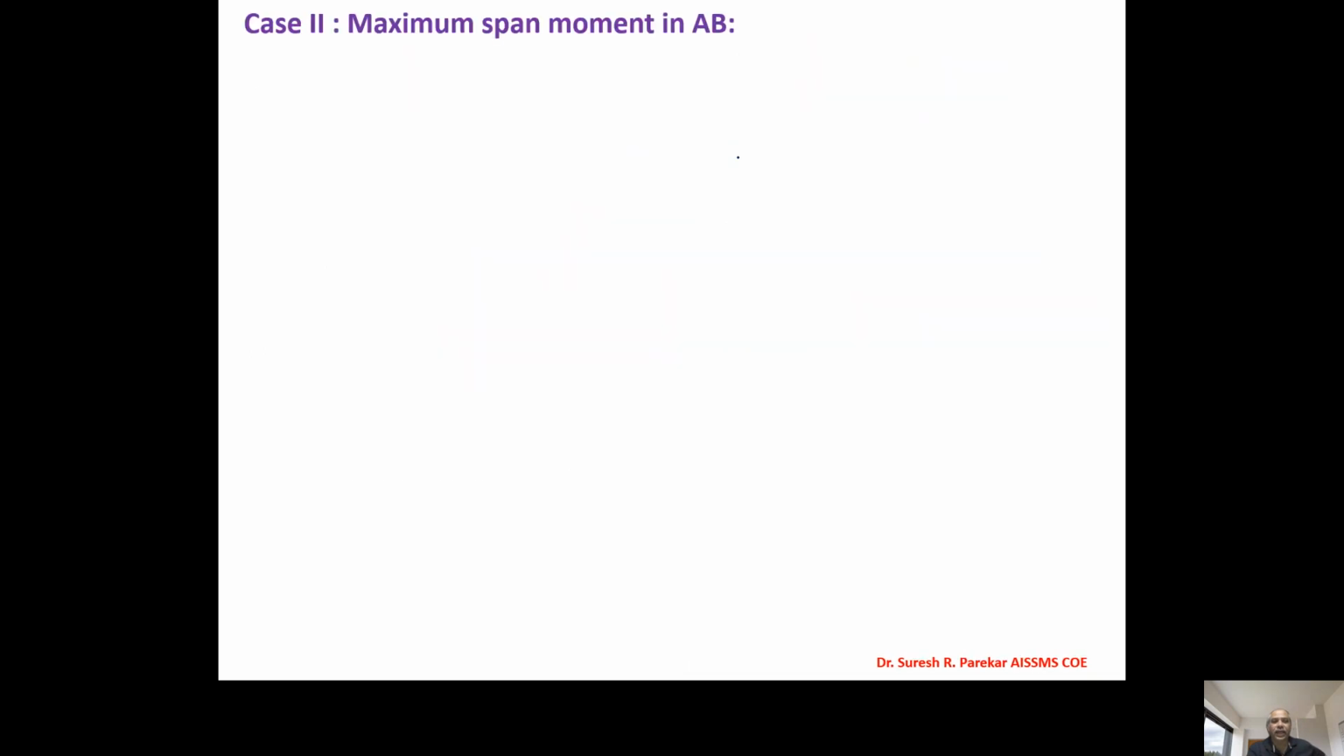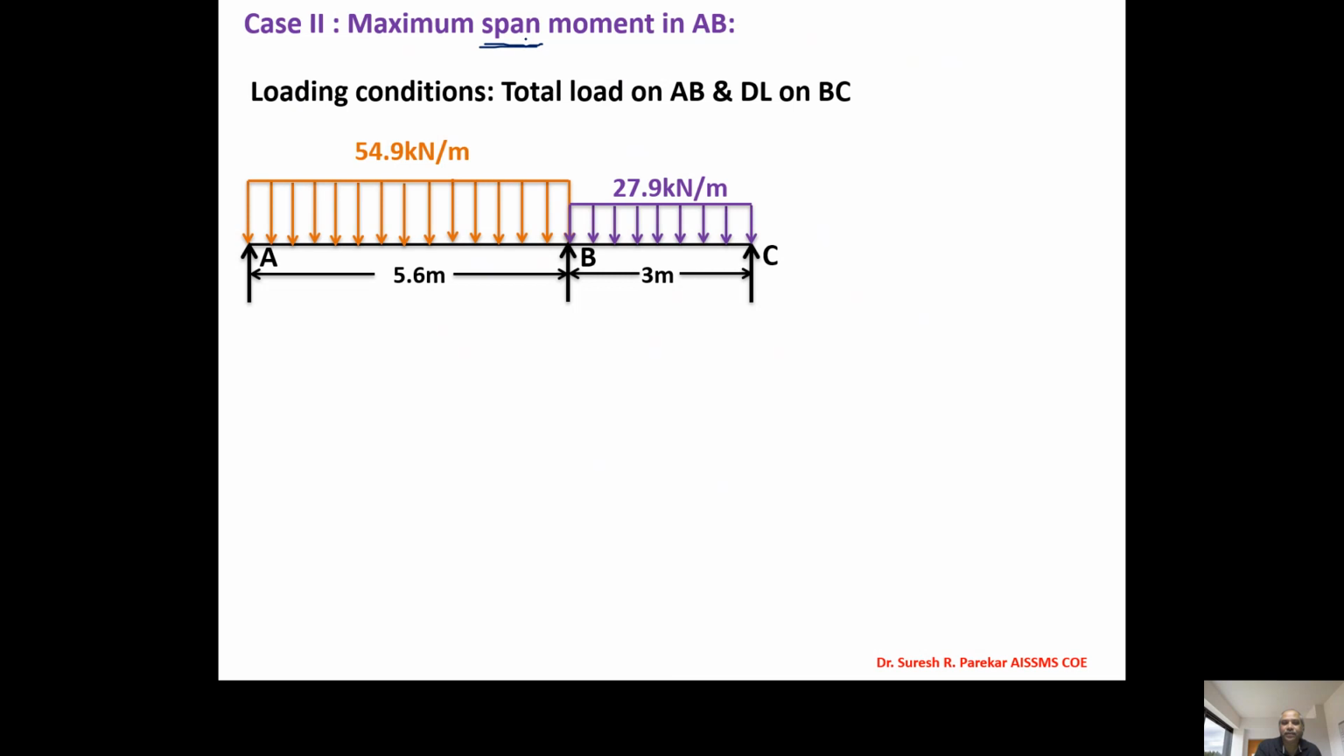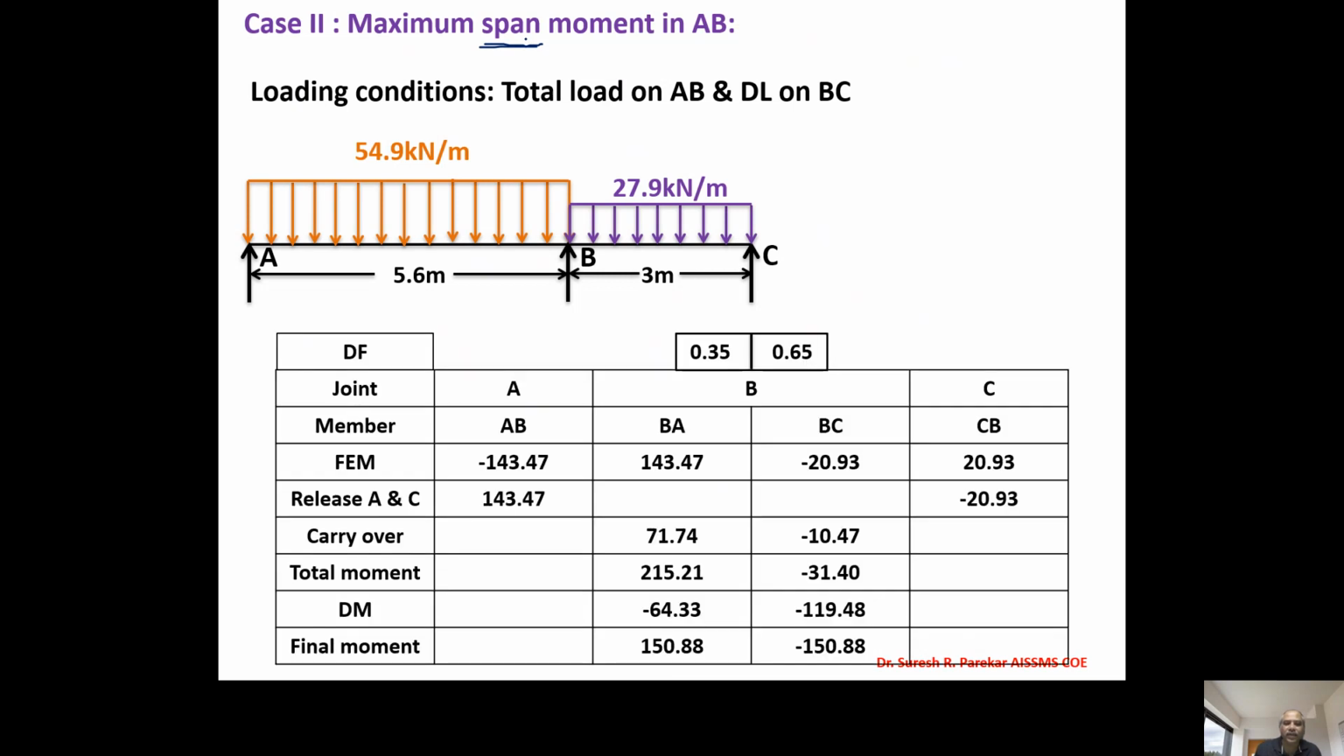Then we will go to the next condition, maximum span moment in AB. In this, wherever you have to find the maximum span moment, you have to apply total load on it, and on adjacent spans we have to apply only dead load. So we have it like this. So we have 27.9. And then we will go again with this same concept. We are going to be now on AB, we have total load, so minus 143.47.